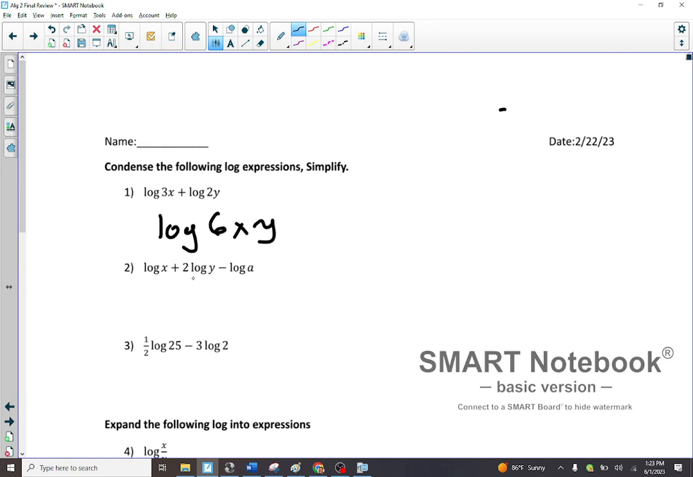This one, when you add them, you multiply. When you subtract them, you divide. And when you multiply by a constant, it becomes an exponent. So this is going to be log y squared. And to combine this all together, it's going to be one log of x y squared over a.